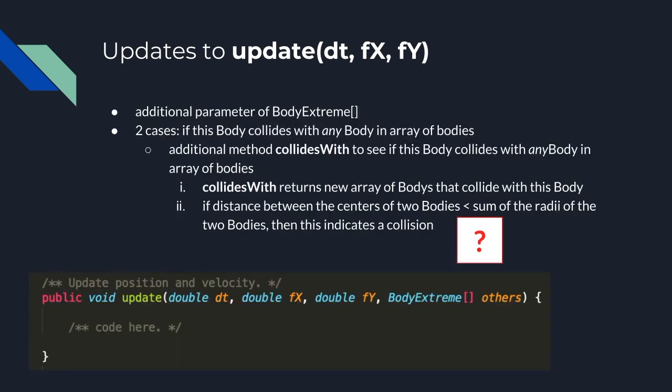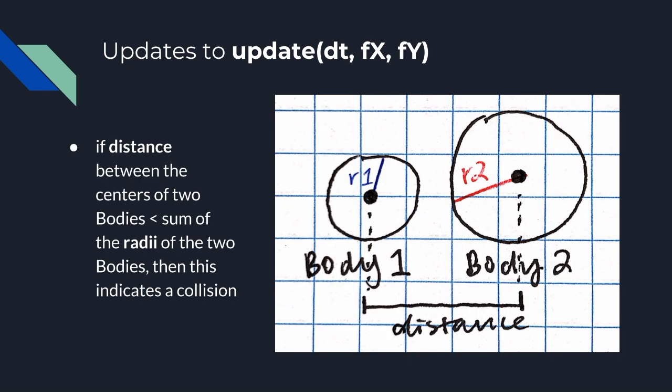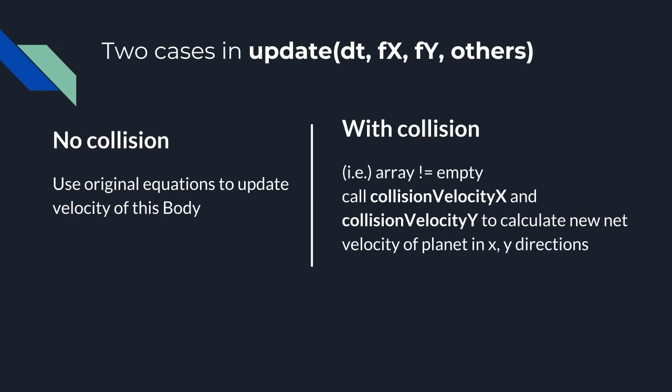Let's draw a diagram here. The distance here is the distance between the centers of body 1 and body 2. And if that distance is less than the sum of R1 in blue and R2 in red, then that indicates that a collision occurs between the 2 bodies.